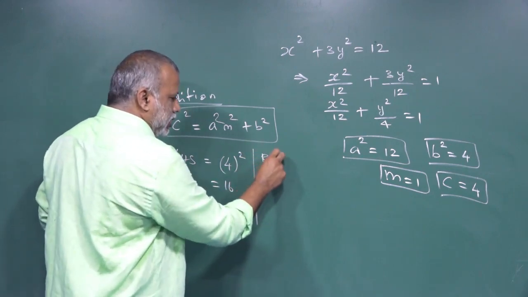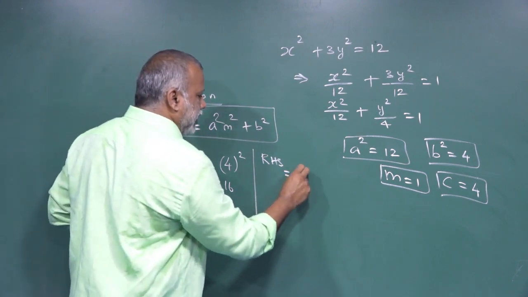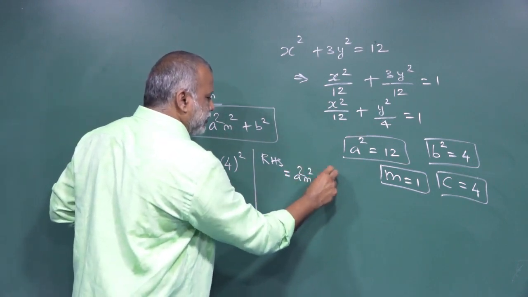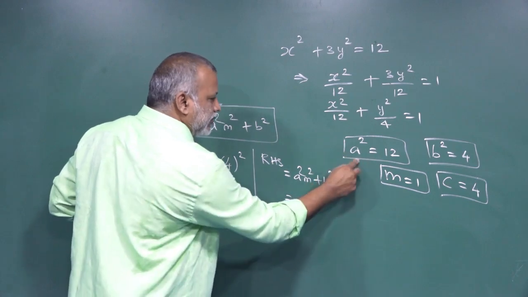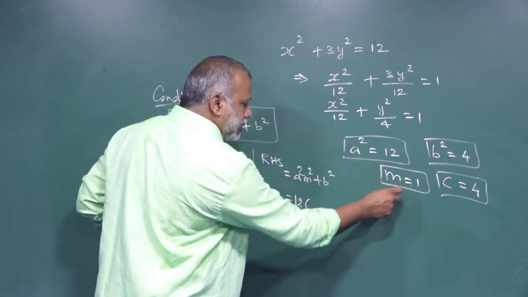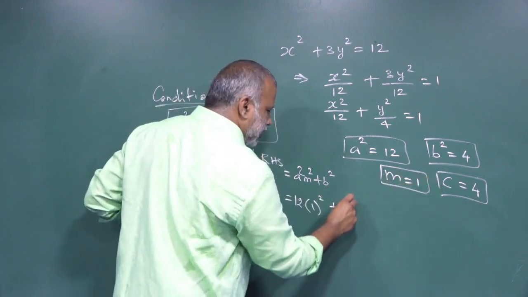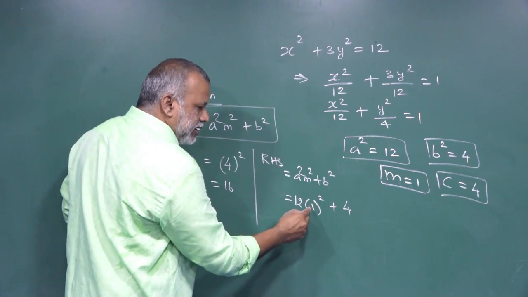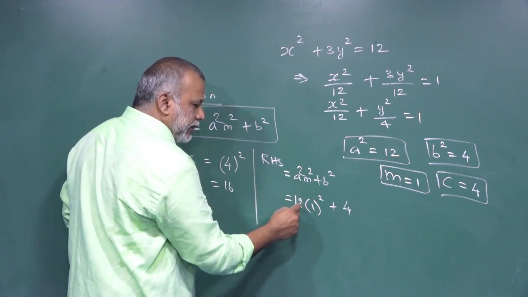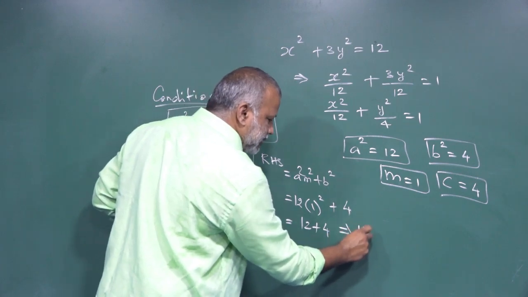From this, work out the RHS. What is the value of RHS here? a squared m squared plus b squared. What is the value of a squared? 12. What is the value of m squared? m is 1, 1 squared. Then plus, what is the value of b squared? That is also 4. That means 1 squared is nothing but 1, again multiplication with the 12. 12 plus 4, we are able to get 16.